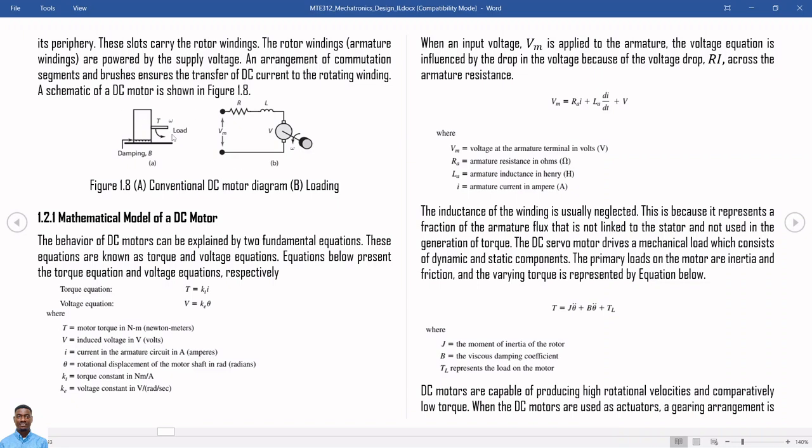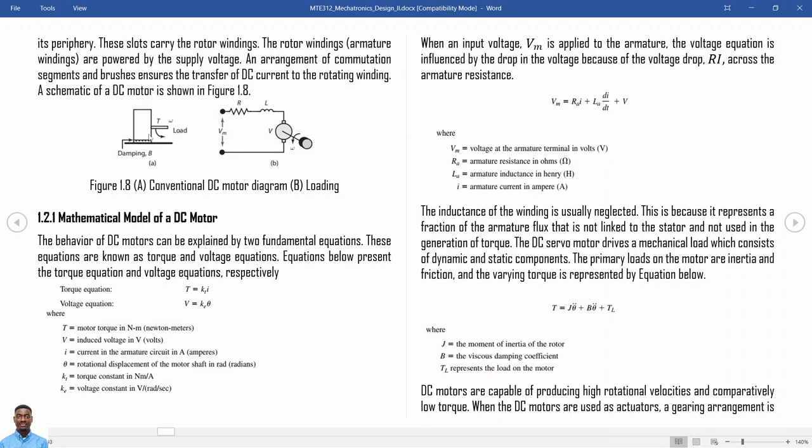So here, so that we don't bore ourselves much with too many electrical terms, here you have the conventional DC motor diagram and the loading. That's what is being shown here in your figure 1.8. This is the conventional DC motor diagram, and this is the loading diagram of it. So you have the electrical side, and you have the shafts, which would, at the end of the day, rotate once you have powered your electrical side, and you have the torque and the angular velocity on the shaft on which you are going to attach the load.